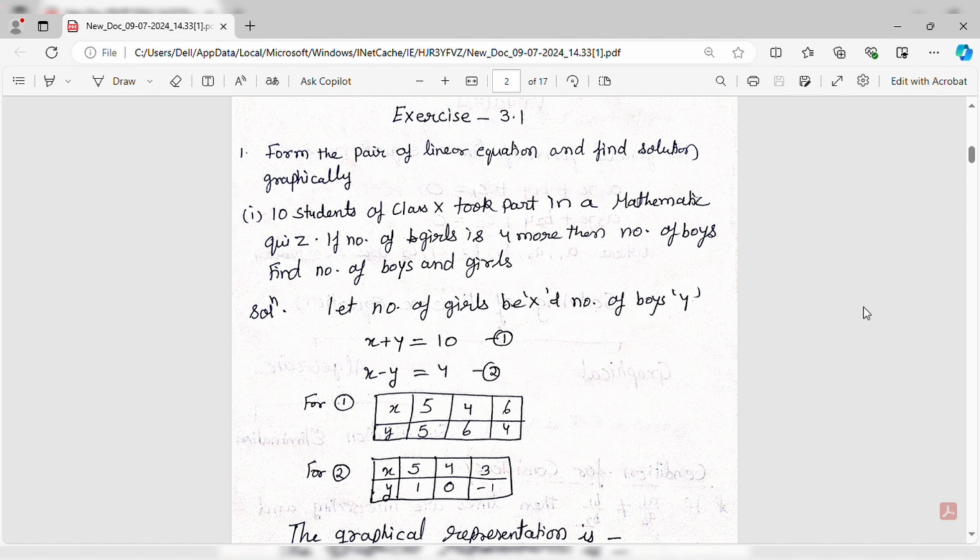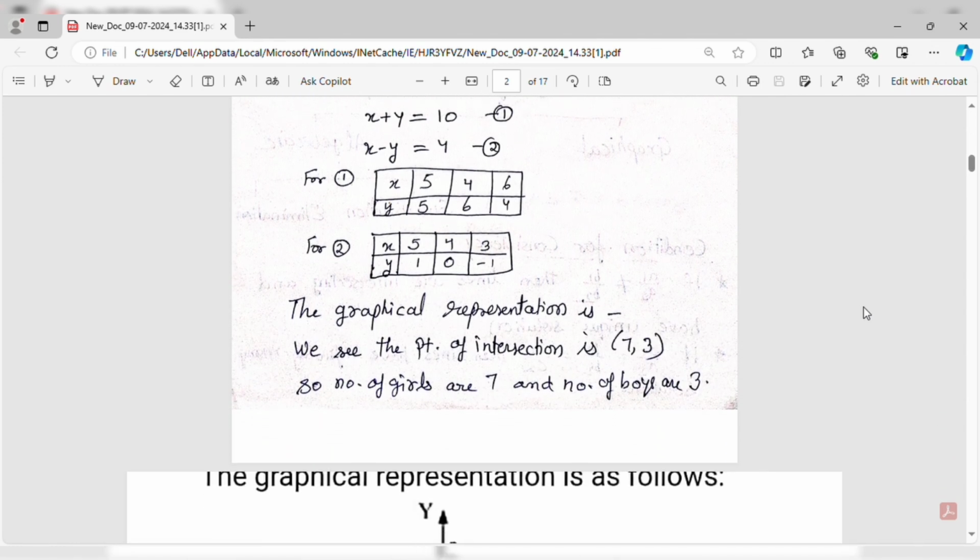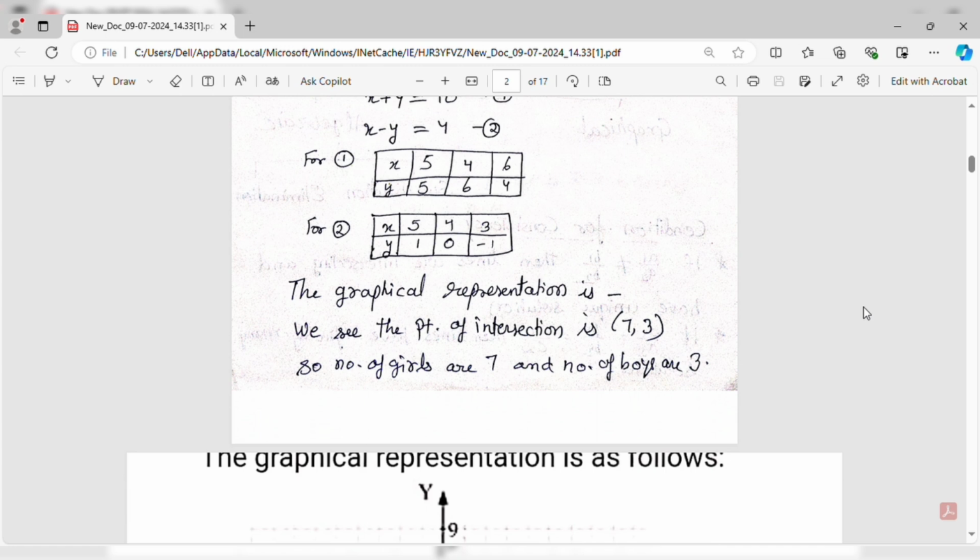First we will assume that the number of girls is x and the number of boys is y. Since there are 10 students who are taking part in the quiz, x plus y is equal to 10. This will be our first equation. And x minus y is equal to 4 because the number of girls is 4 more than the number of boys. So we will find 3 points for these equations to plot on the graph.